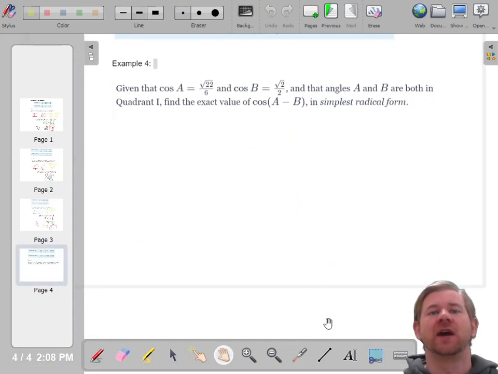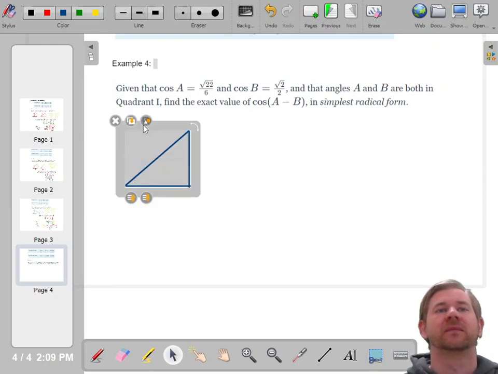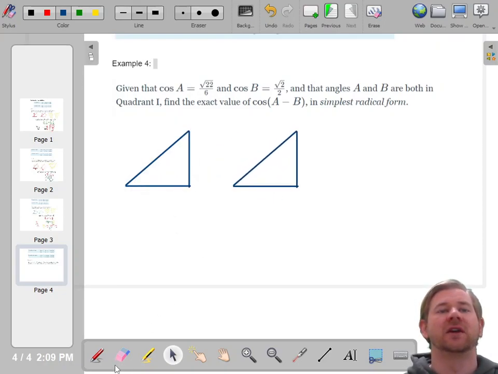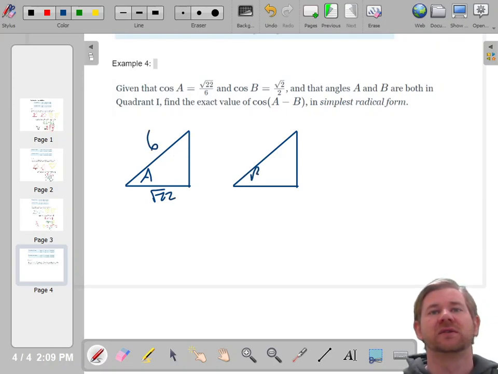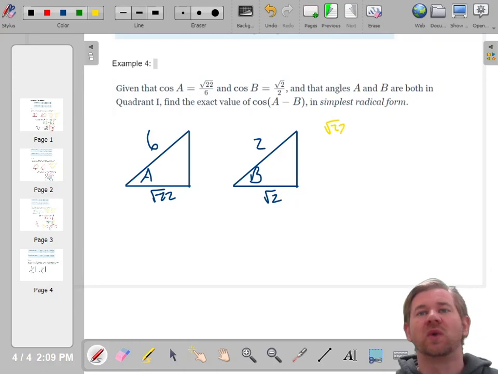So let's see if we can draw our triangles. Again, we're in the first quadrant. That's nice. So, okay, if you say that the cosine of A is radical 22 over 6 and the cosine of B is radical 2 over 2, actually that's a 45, 90, but I'm just going to pretend like I didn't notice that. So radical 22 squared plus, I'll call it y for now, is 6 squared. 22 plus y squared is 36.